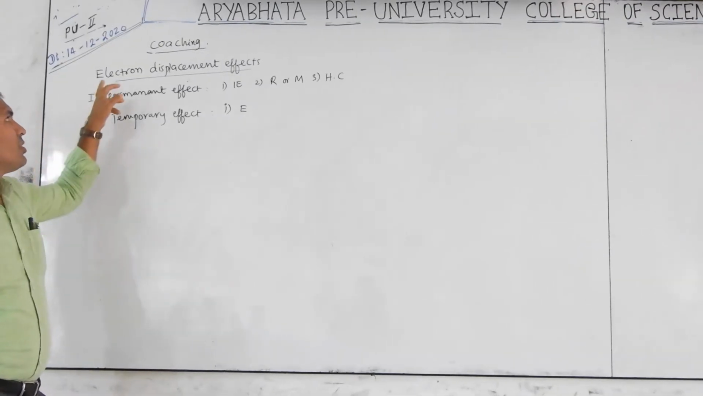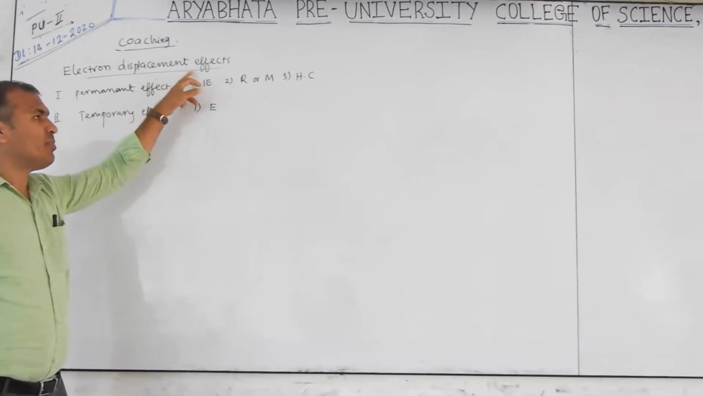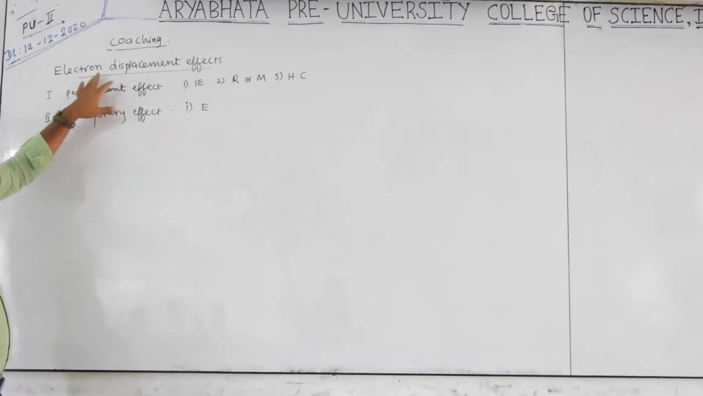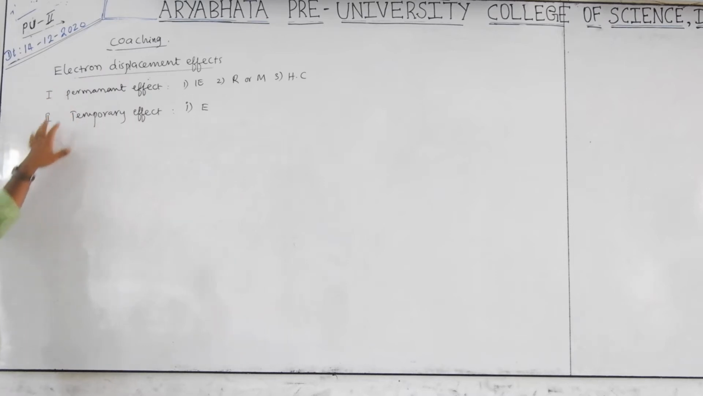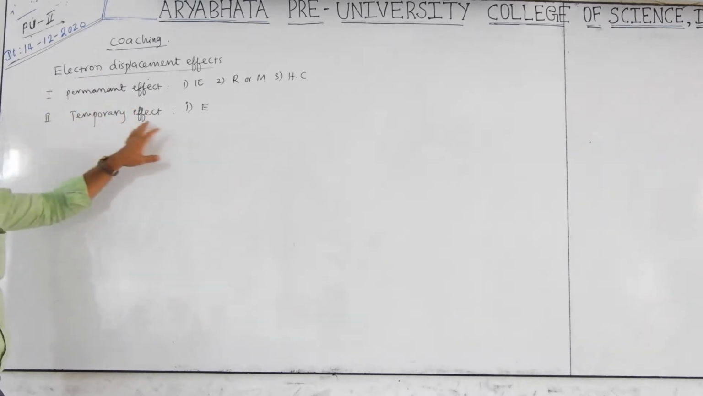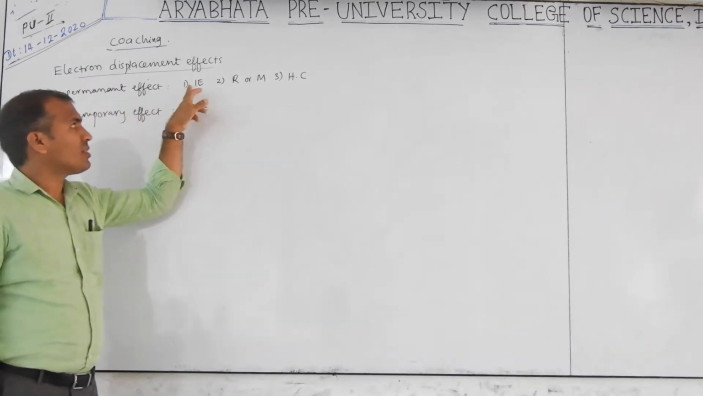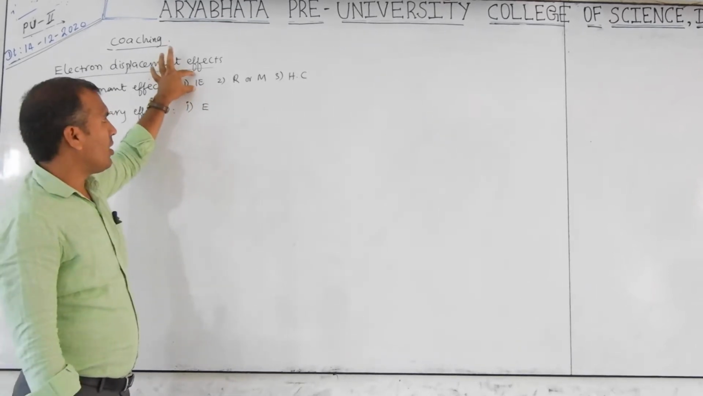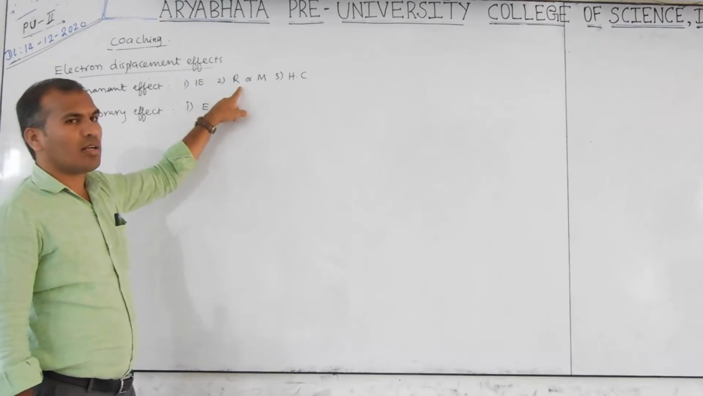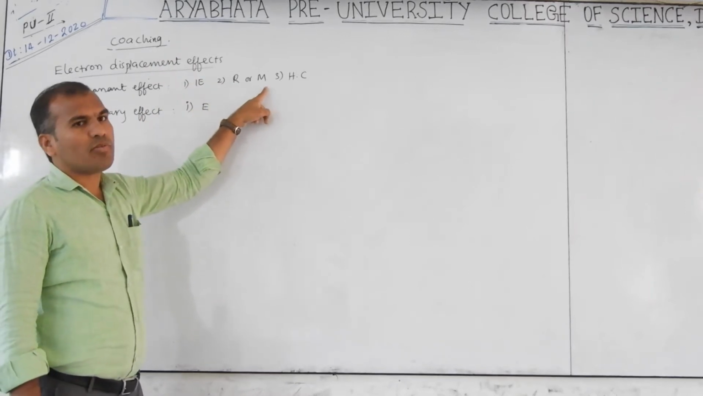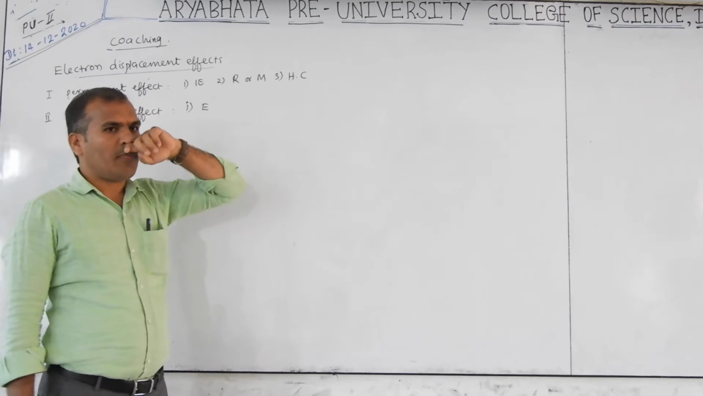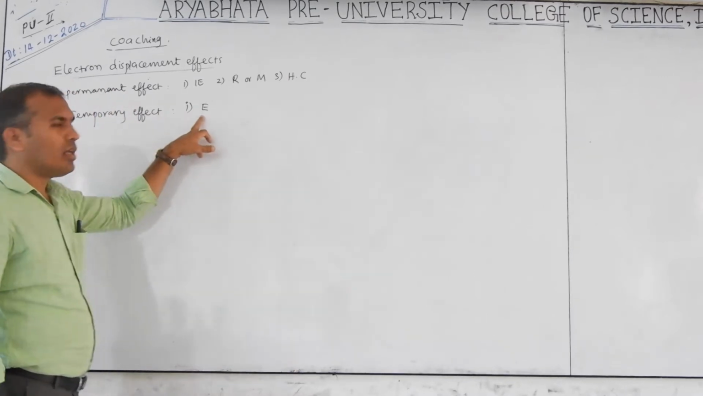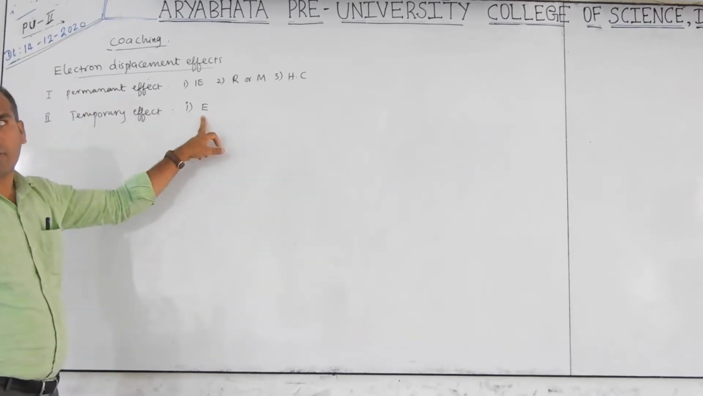Now, today I want to discuss the electron displacement effect. These electron displacement effects are of two types. One is permanent effect, another is temporary effect. Permanent effects are inductive effect, denoted by IE, I mean inductive effect; R, resonance; M, mesomery; HC, hyperconjugation; E, electromeric effect.